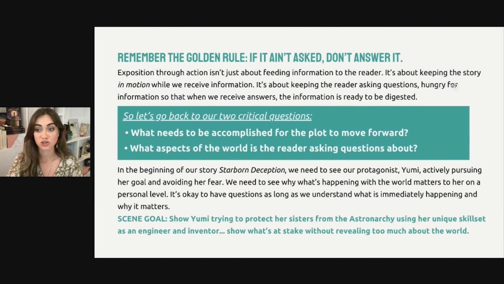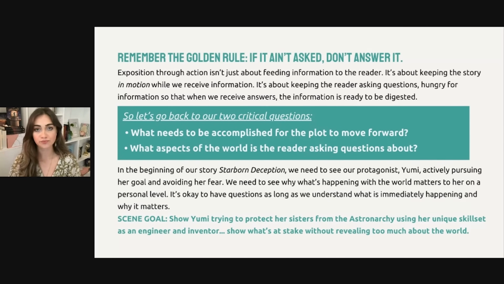What needs to be accomplished for the plot to move forward? And what aspects of the world is the reader asking questions about? So in the beginning of our story, Starborn Deception, we need to see our protagonist, Yumi, actively pursuing her goal and avoiding her fear. Okay. Internal conflict. We want to see the internal conflict immediately if possible. So we need to see why what's happening with the world matters to her on a personal level. And it's okay if we have a few questions, as long as we understand what is immediately happening and why it matters.